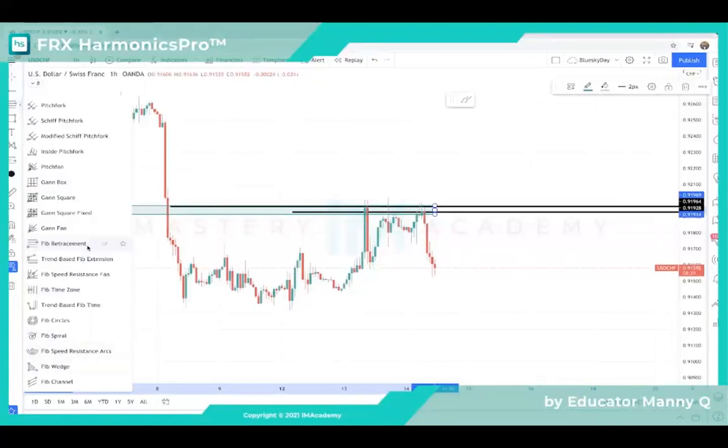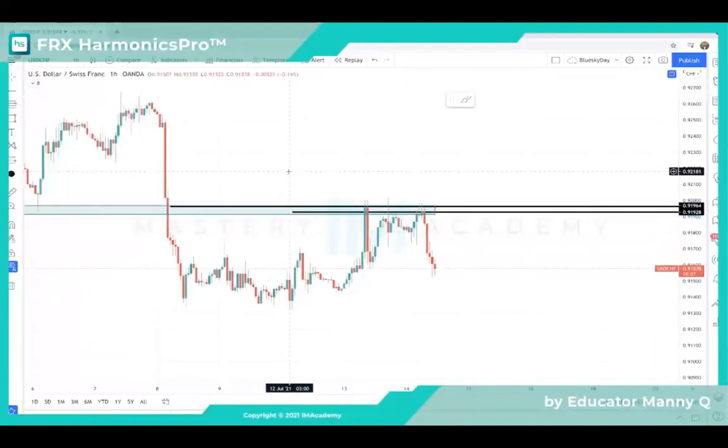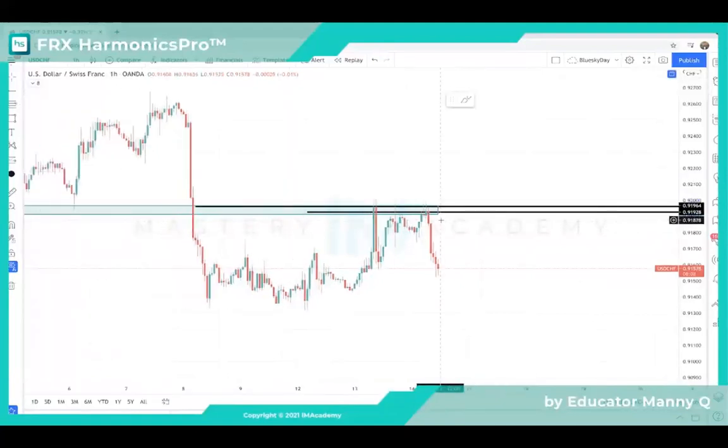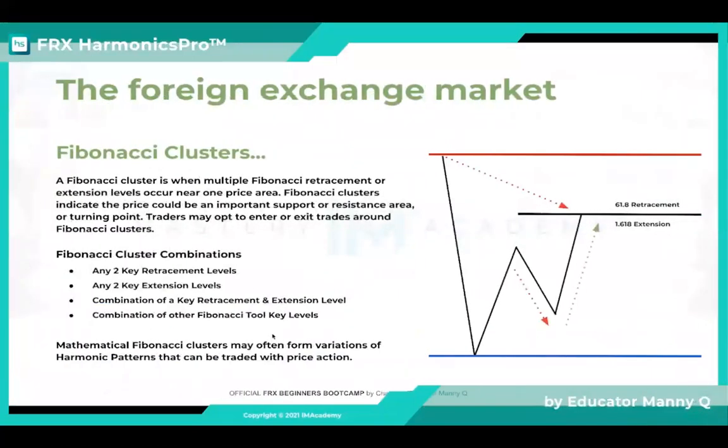We're not going to be discussing it throughout this price action and FRX Beginners Bootcamp, but there is a huge element of time in the market, which plays a huge factor in price changes. So you can use a combination of all of these Fibonacci tools, if you wish to continue your journey with Fibonacci, together to create Fibonacci clusters.